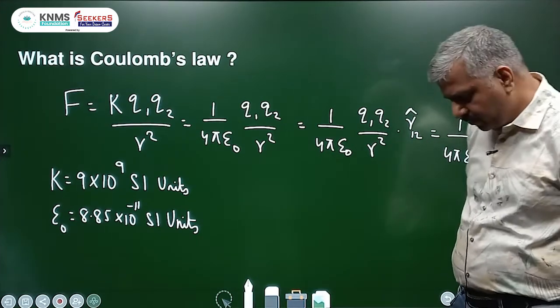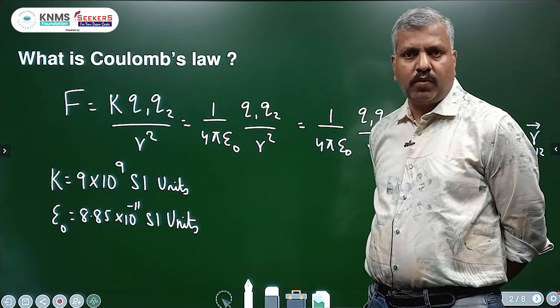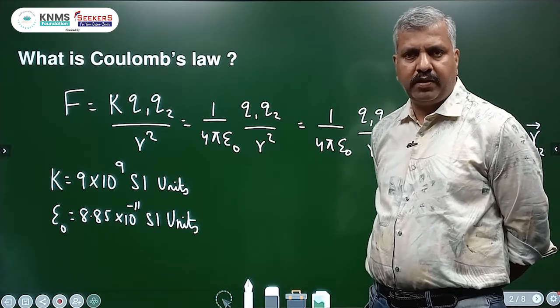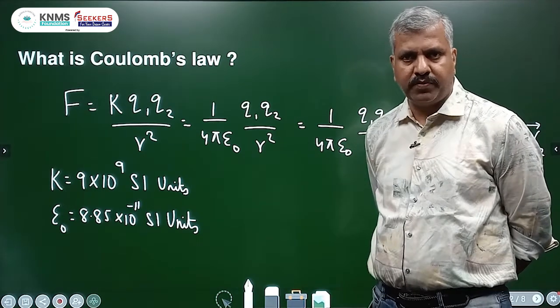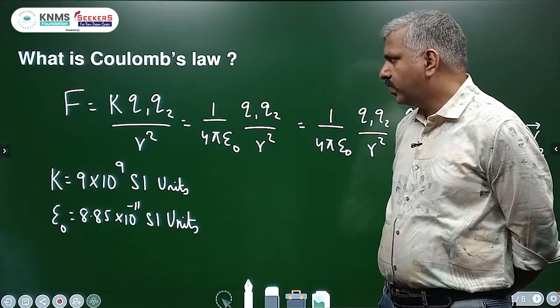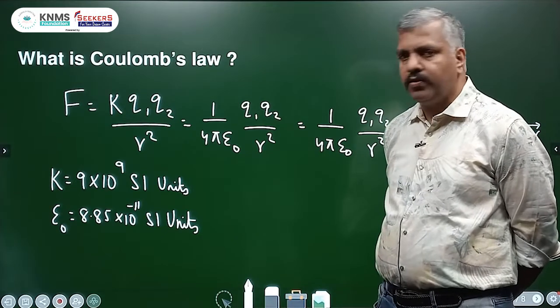So right now in this particular video, I will explain to you what is Coulomb's law and I will explain to you all the nuances which are there in Coulomb's law. So according to Coulomb's law, F is equal to K Q1 Q2 by R squared.